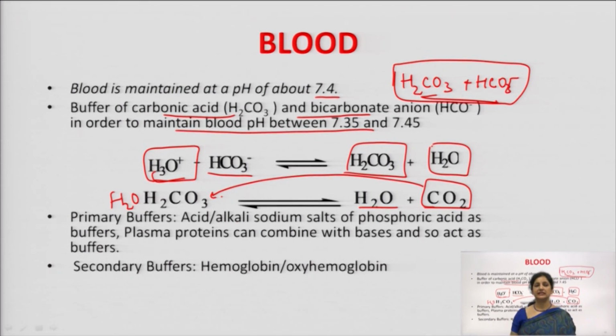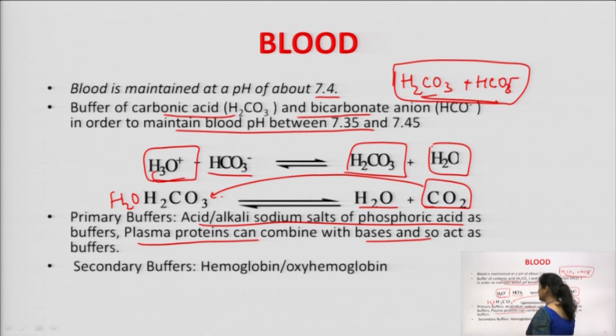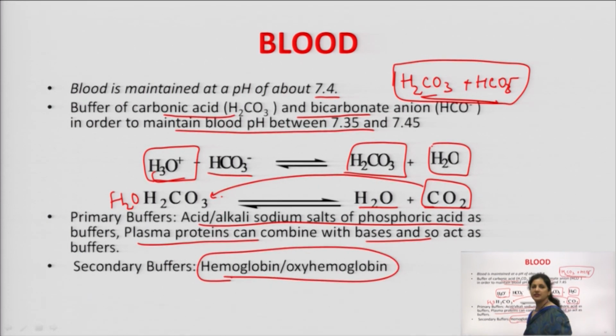Blood has basically two important buffers, primary buffers and secondary buffers. Primary buffers include the acid and alkali sodium salts of phosphoric acid, and plasma proteins combined with bases also act as a buffer. Secondary buffers are present in the hemoglobin and oxyhemoglobin. The combination of hemoglobin and oxyhemoglobin is an example of a secondary buffer.